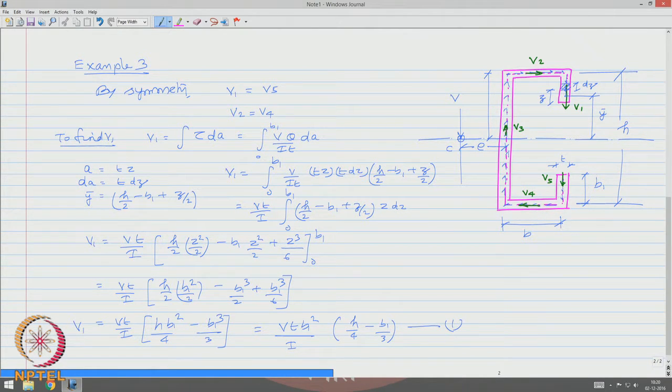Now, let us compute V 2 for this flange. Let us draw the sketch separately.